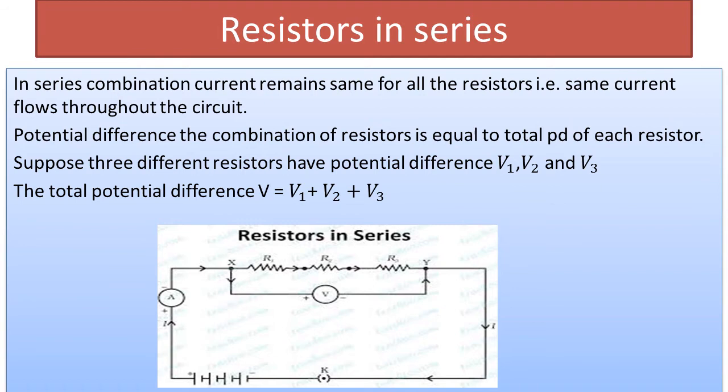Potential difference offered by the battery gets distributed among all these three resistors connected in the circuit. So let us consider potential difference across R1 is V1, potential difference across R2 is V2, and potential difference across R3 is V3. So total potential difference of the circuit is V is equal to V1 plus V2 plus V3.